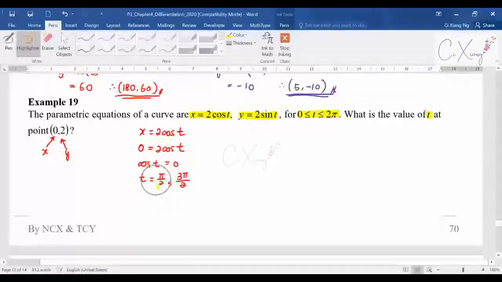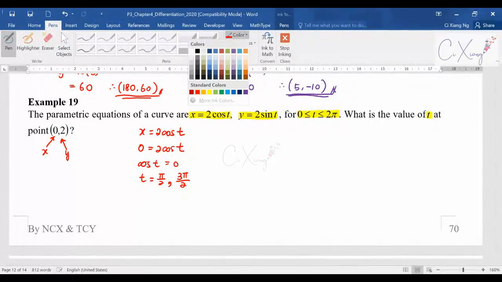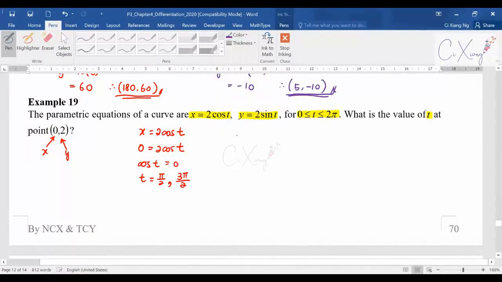By solving one equation, it is not enough. You have to solve both equations. Then only you find out the overlapping answer. Alright, so again, after you solve for the x, you need to get for the y. So y equals 2 sine t.